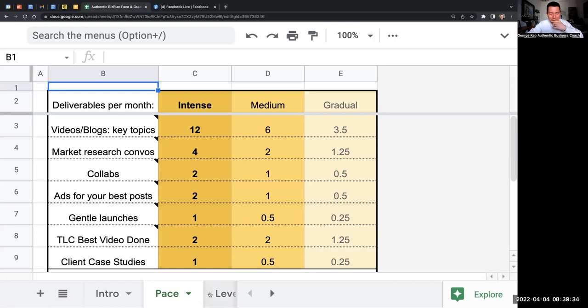And I'm realizing actually it might be better to talk through the levels first. So let me just go to the levels tab on the right-hand side and we'll talk through that. And then we'll come back to the pace.